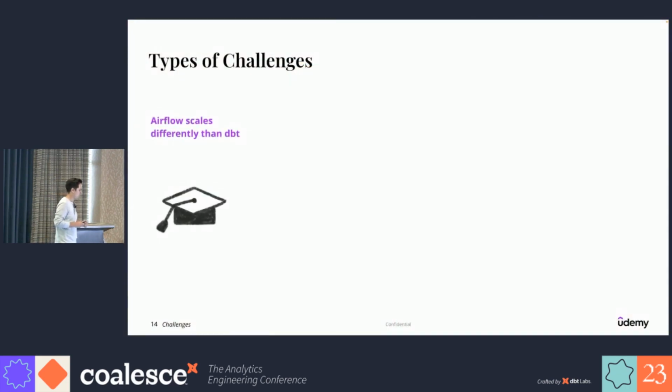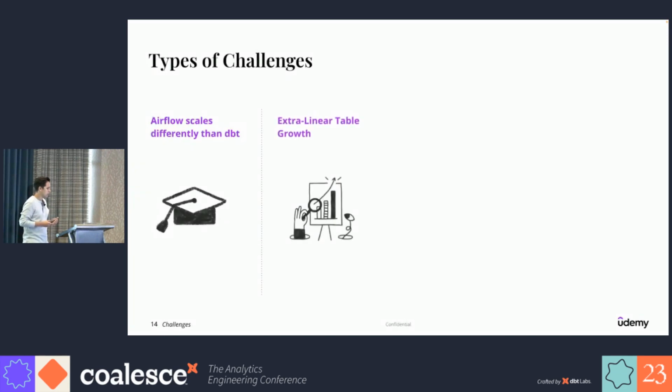The first type I thought was that because we were like an Airflow shop, really, Airflow scales a lot differently than dbt, and I thought that was relatively unintuitive to a lot of the different developers we had across our verticals, and so just providing better education and clarity around that. We're also seeing just a huge amount of table growth across all of our functions, that's just a global problem in production.